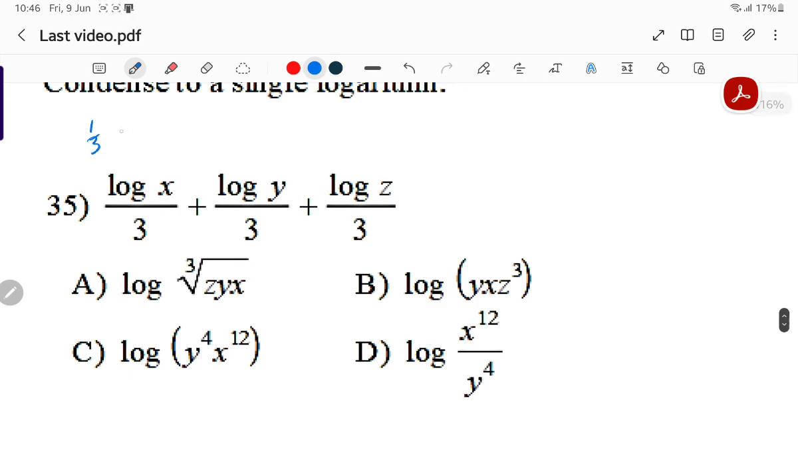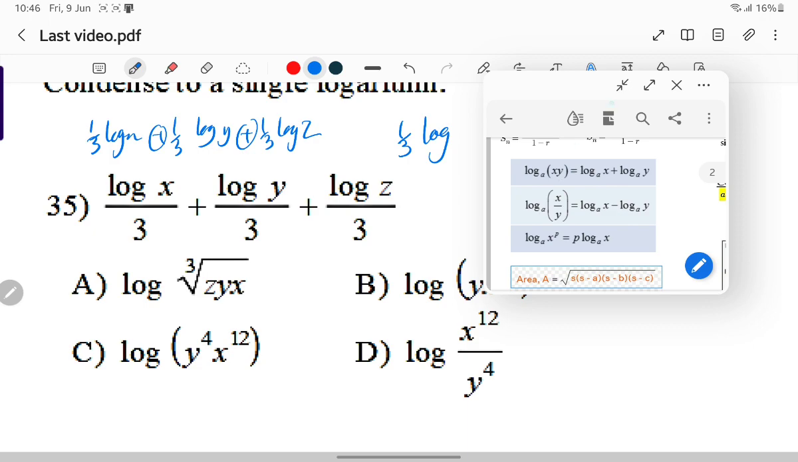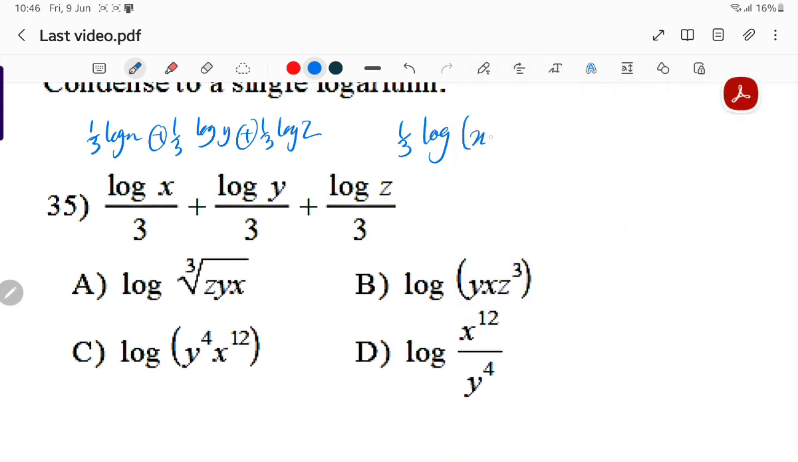Here it's 1/3 log x plus 1/3 log y plus 1/3 log z. Okay, it means it's 1/3 log all of them. But addition, we said that it came from multiplication. So we can multiply them, x times y times z.